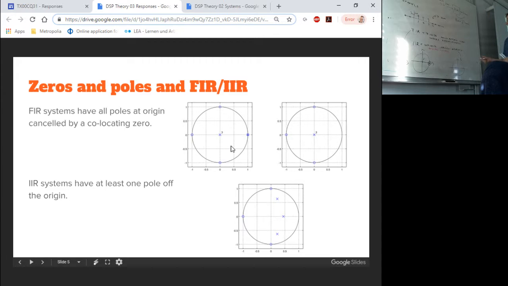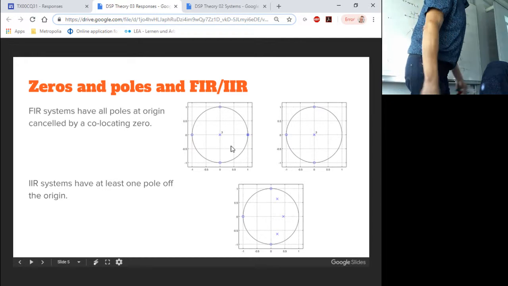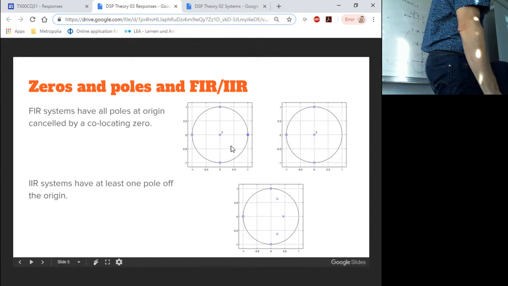For infinite impulse response system, you have at least one pole between 0 and the unit circle, or actually a non-zero pole, which makes it immediately an infinite impulse response system unless there is a canceling zero. Getting mixed up.